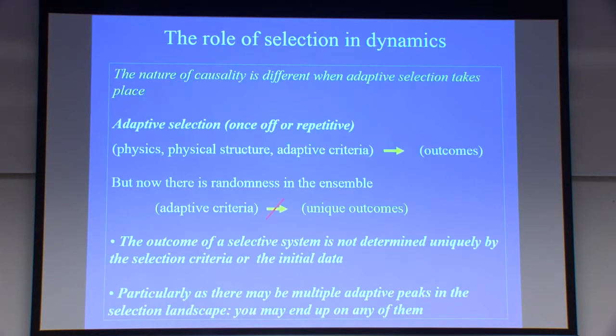So the nature of causality again is different when adaptive selection takes place. Whether it's once-off or repetitive, you've got physics, physical structure, and adaptive criteria giving the outcomes. But there's randomness in the ensemble. So the adaptive criteria are determining what happens, but not unique outcomes, because there's a randomness in the ensemble which goes in. So the outcome of a selective system is not determined uniquely by the selection criteria or the initial data. There's a kind of random element that takes place there, particularly as there may be multiple adaptive peaks in the selection landscape, and you may end up on any of them.